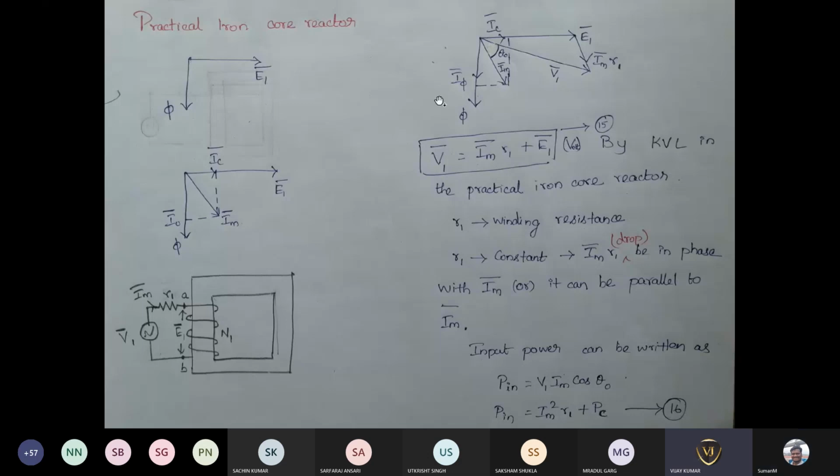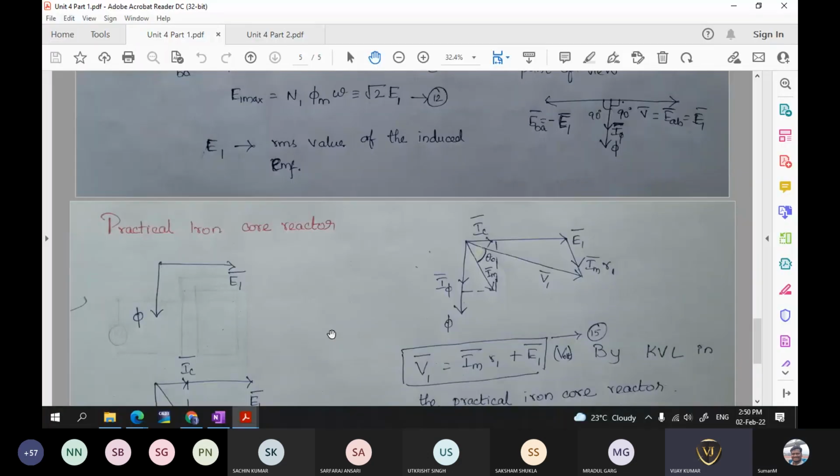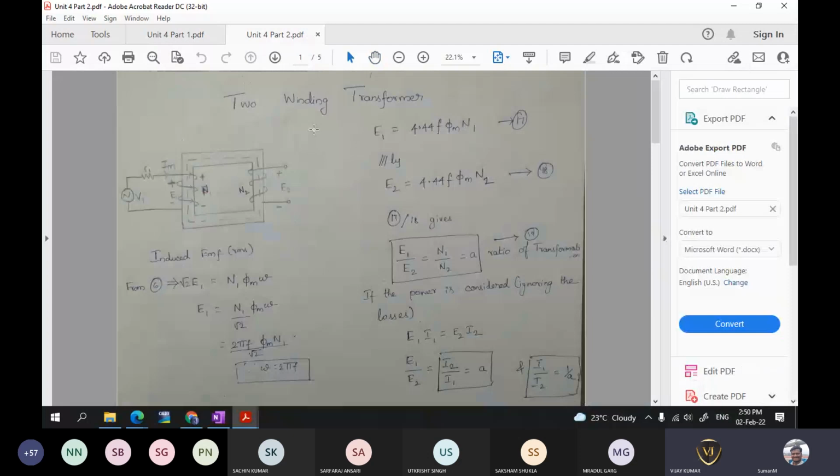Now this is the core loss component, and this Im R1 is going to be the voltage drop, and this Im is going to create a copper loss also. So you can see here that input power can be written as V1 Im cos theta, which has the core loss component and also the copper loss component. If you put a wattmeter here, it will be measuring some power that accounts for both power losses, that is the core loss and copper loss. We will be seeing further about this.